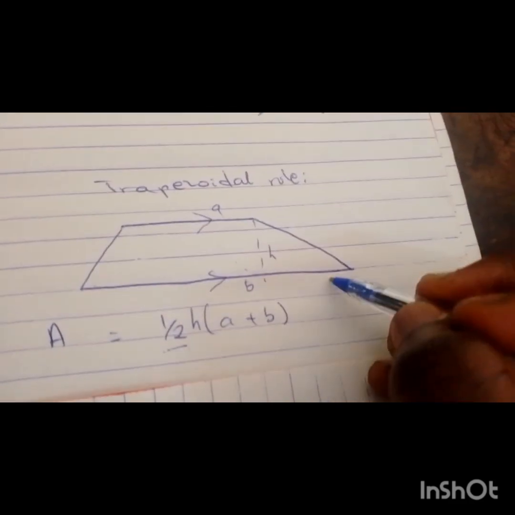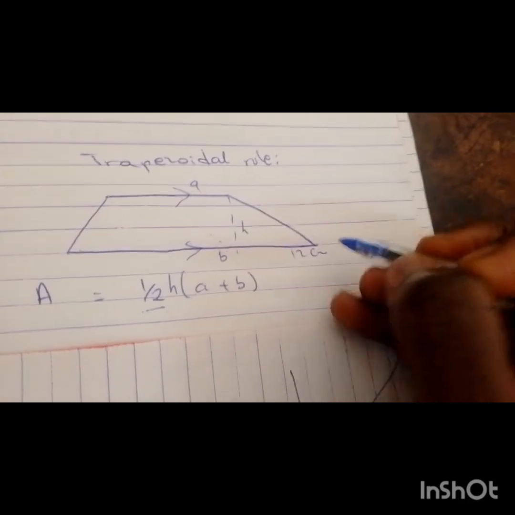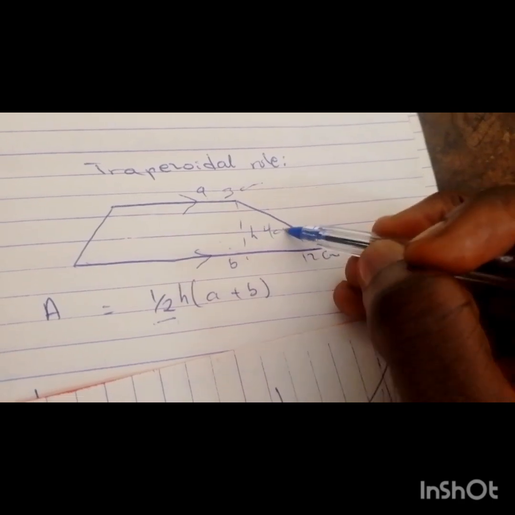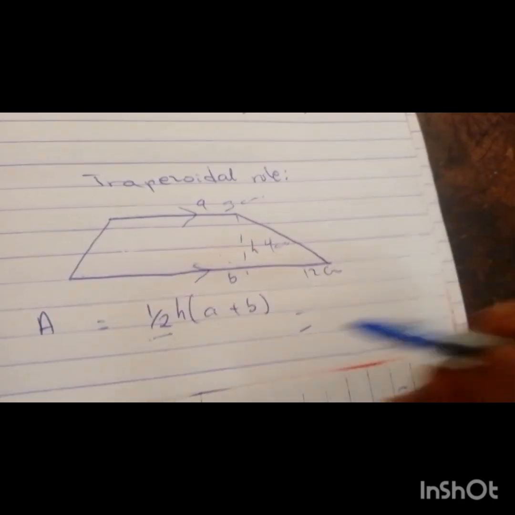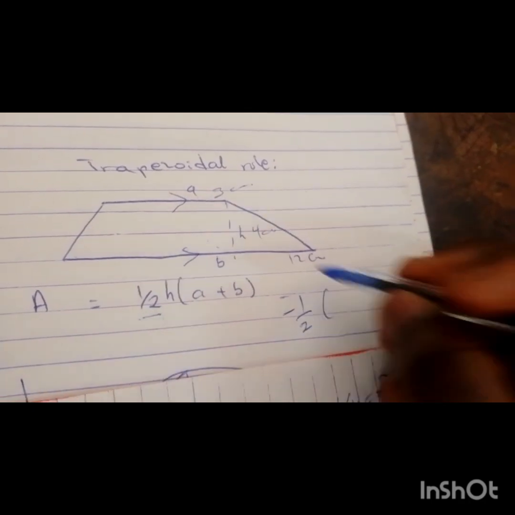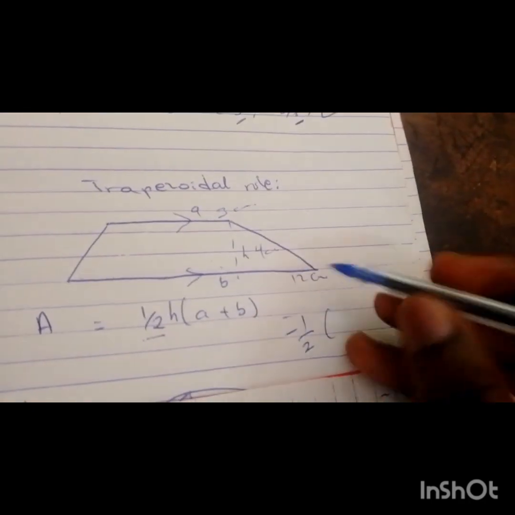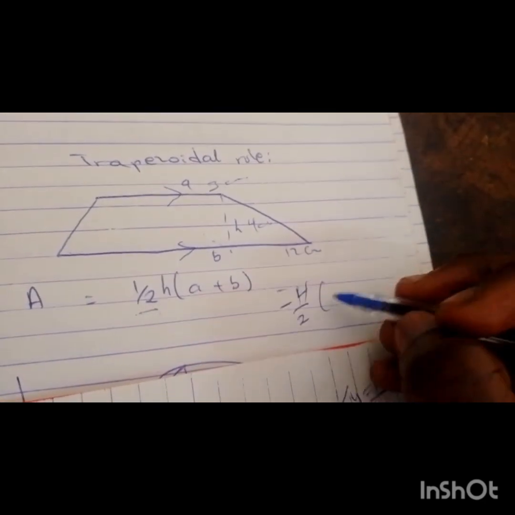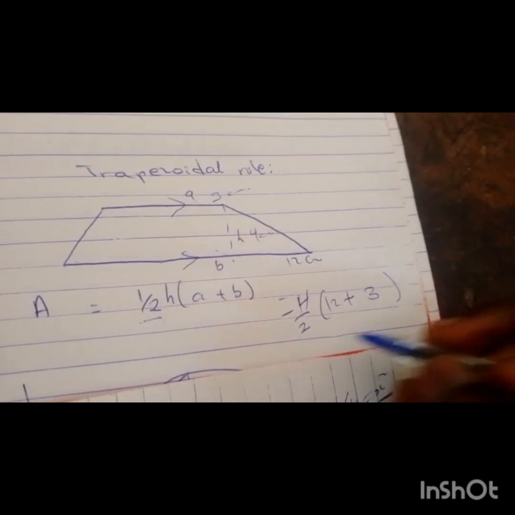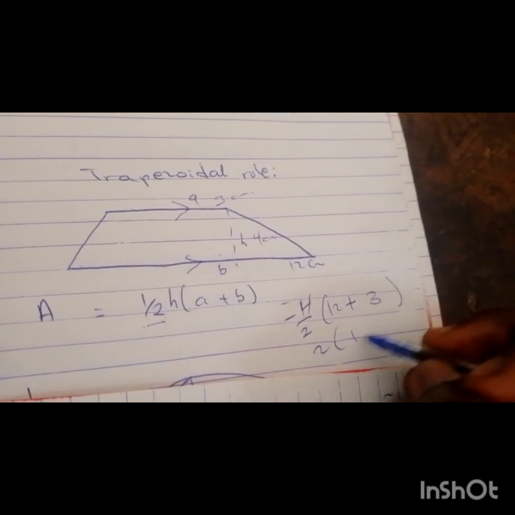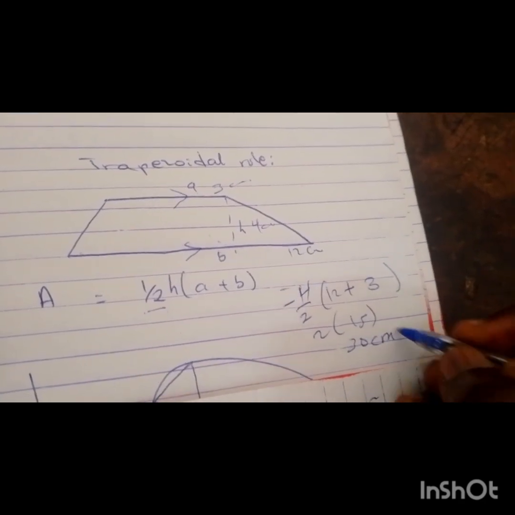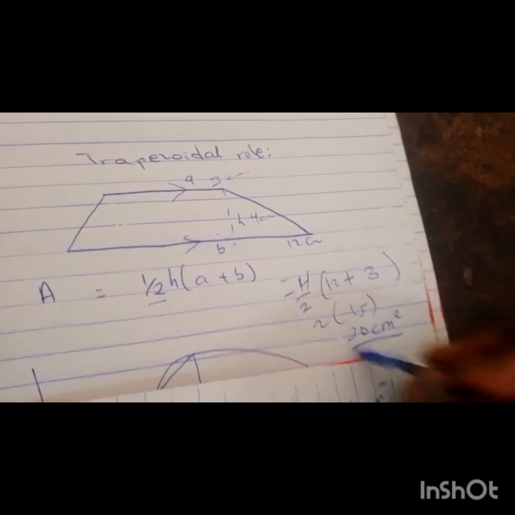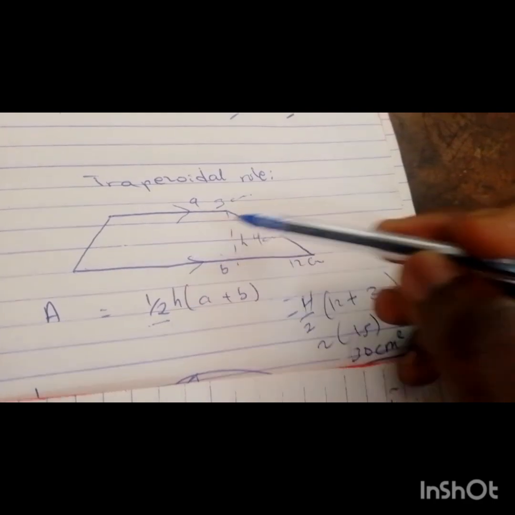So let's say we had a trapezium with one parallel side of 12 centimeters and the other of 3 centimeters, with a separation of, say, 4 centimeters. Then the area of this trapezium is half into bracket, the height, which is 4, times the sum of the sides, 12 plus 3. That gives us 30 square centimeters. So this 30 square centimeters will simply be the area of this trapezium.